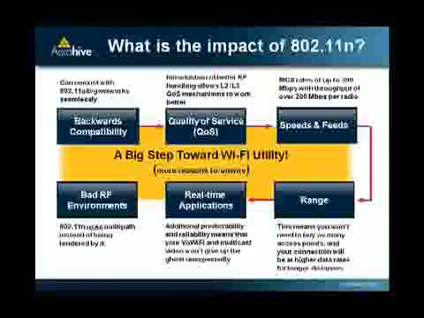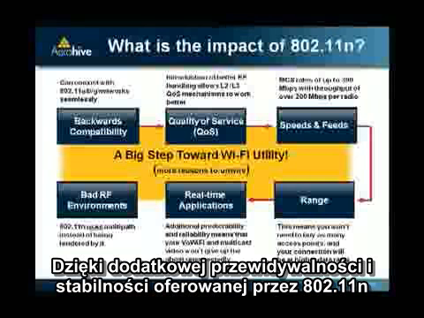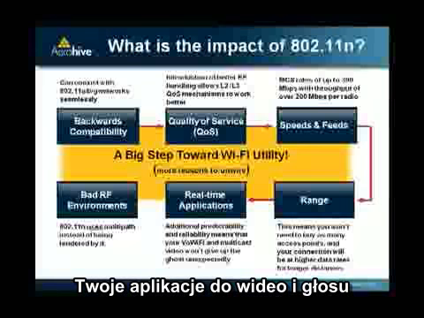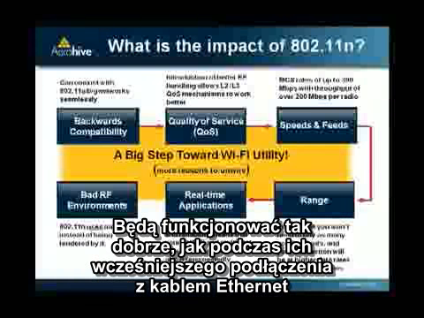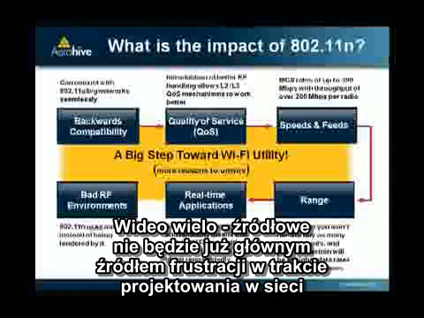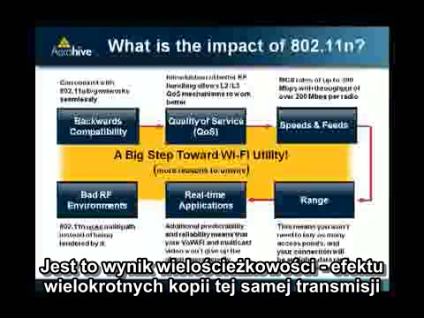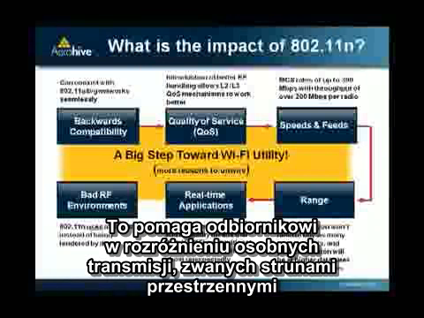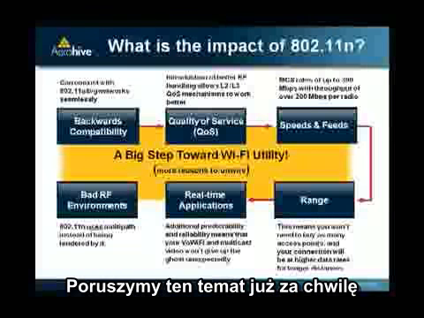With the additional predictability and reliability offered by 802.11n, your voice and video applications will function just as they did when connected to an Ethernet cable. Multipath problems will no longer be a major source of frustration during your network design phase, because multipath, that is the effect of having multiple copies of a single transmission, helps the DSP at the receiver to differentiate between simultaneous transmissions called spatial streams. We'll talk about spatial streams in another tutorial.